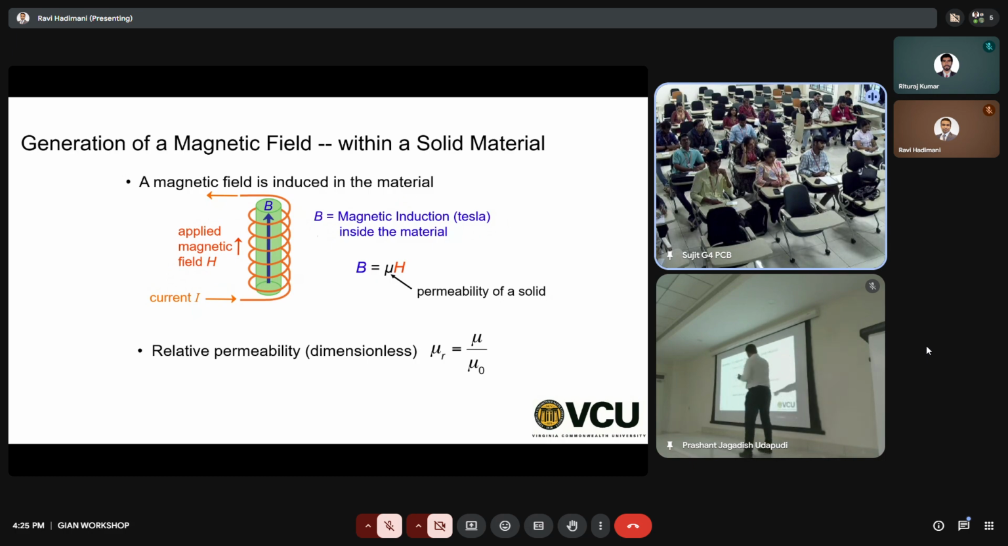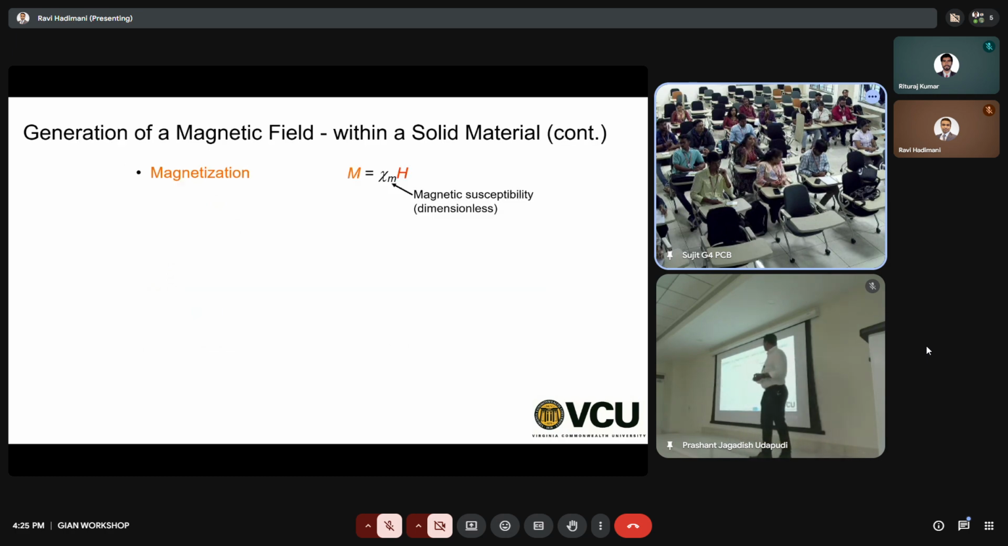The higher the relative permeability, the higher will be the B for any applied field. You apply a small field, get a high B. High B means high work you can get out of it. And there is another term, magnetization, which is similar to B, but it's a different parameter. Again, magnetization is the material's response. It is similar to B, but the quantity is slightly different because it is dependent on chi, but both are related. I'll show you how.